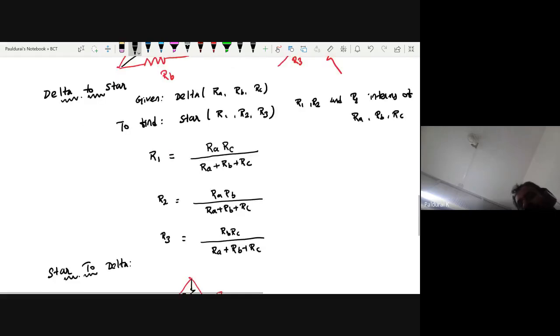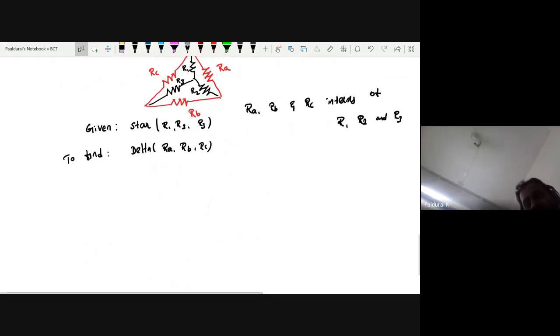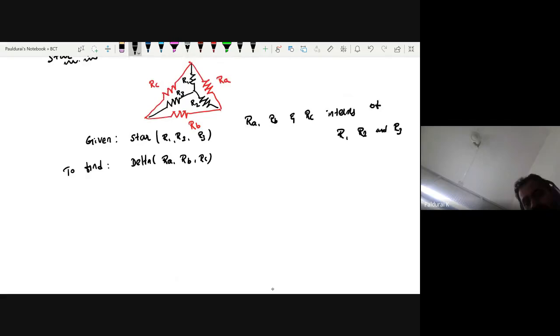In the previous case, what did we see? You want to calculate R1, R2, R3 in terms of RA, RB, RC. But this time RA, RB, RC in terms of R1, R2, R3. Listen to this carefully, it's very interesting. You want to calculate RA, RB, RC in terms of R1, R2, R3.